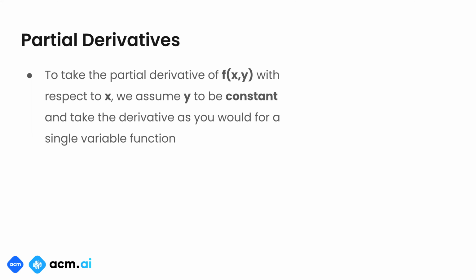To get the partial derivative with respect to x, we assume y to be constant, like a normal number, and then we take the derivative normally. Here's an example: f of x, y is 2x plus 3y squared. For the first partial derivative with respect to x, we take y as constant and take the derivative with respect to x. What's the derivative of 2x? That's 2. Just apply the power rule, straightforward.